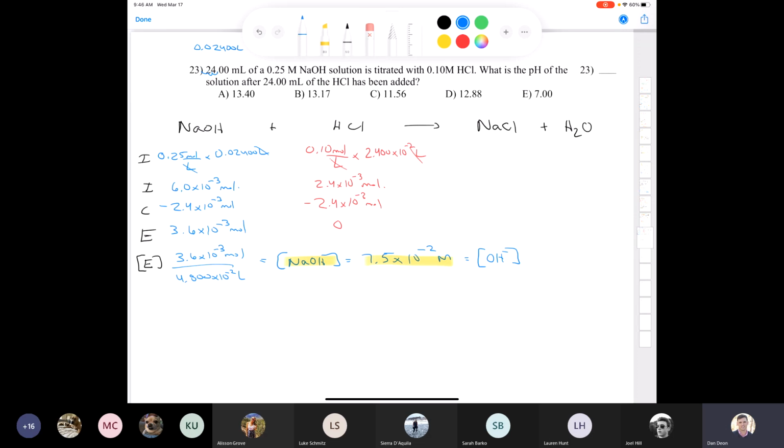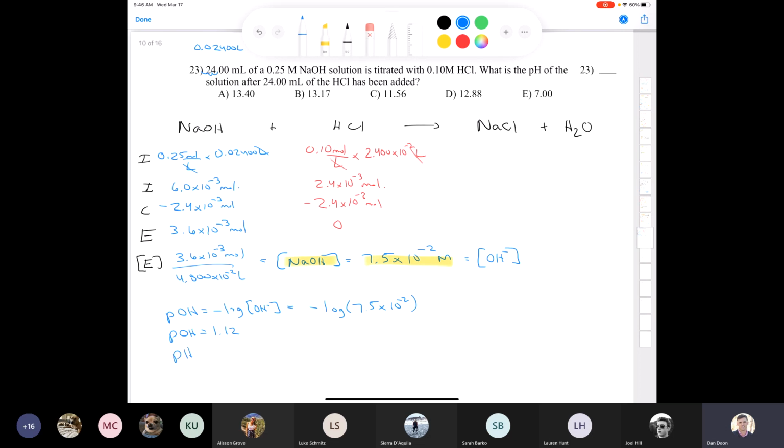So if I want to figure out the pH, I'm going to start by evaluating the pOH. pOH is equal to the negative log of the concentration of hydroxide, which is equal to the negative log of 7.5 times 10 to the negative 2. I get that pOH is equal to 1.12. Again, I use 2 decimal places because I have 2 significant figures in my concentration.